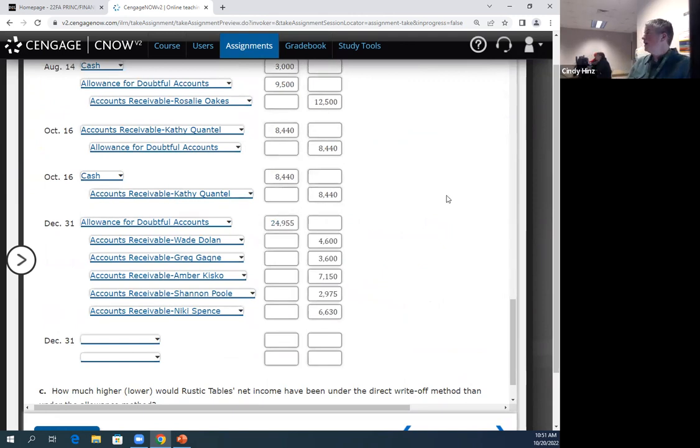But rather than recording expense at that time, we're simply using up that allowance. We've already set aside value in that allowance exactly for this purpose. When we actually have to write off an account, we're using up some of that allowance that we've already set aside.